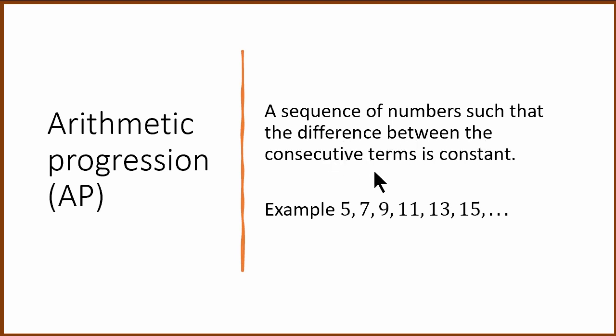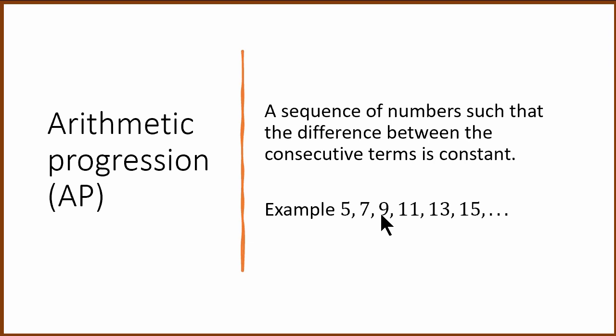Consecutive terms means neighboring terms, like 5 and 7 are consecutive terms, 7 and 9 are consecutive terms, 9 and 11 are consecutive terms. The difference between 5 and 7 is 2, 7 and 9 is 2, 9 and 11 is 2, that is constant. So that is an arithmetic progression. If you have a sequence of numbers where the difference between consecutive numbers is the same, then it is an arithmetic progression.